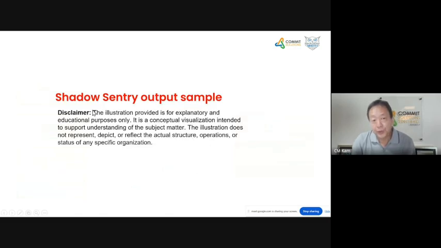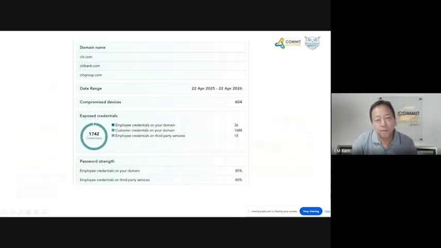I'm going to share with you the Shadow Sentry output sample, but I have to put a disclaimer, okay? The disclaimer is that whatever I'm going to share with you is basically what you can see in the real world, but the information here is a mix and match. Why I put it this way is so that I can explain better to you. For example, first of all, it's scanned through a domain name.